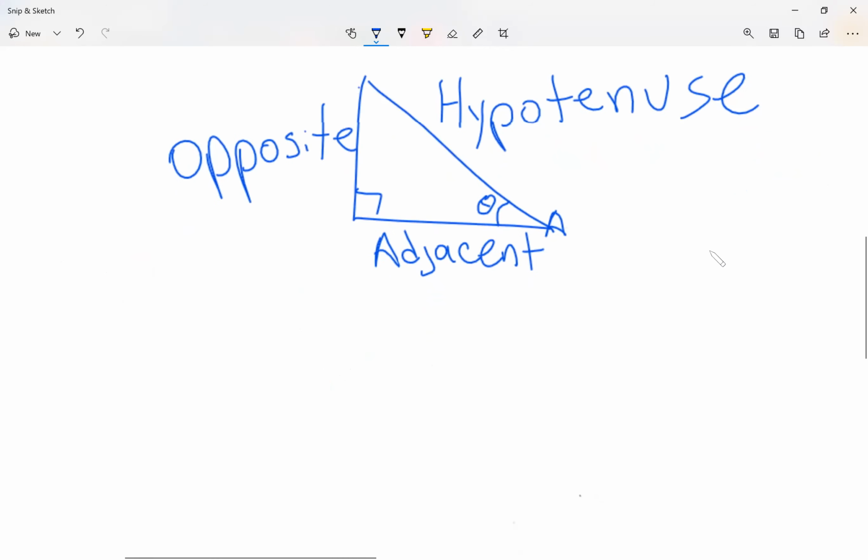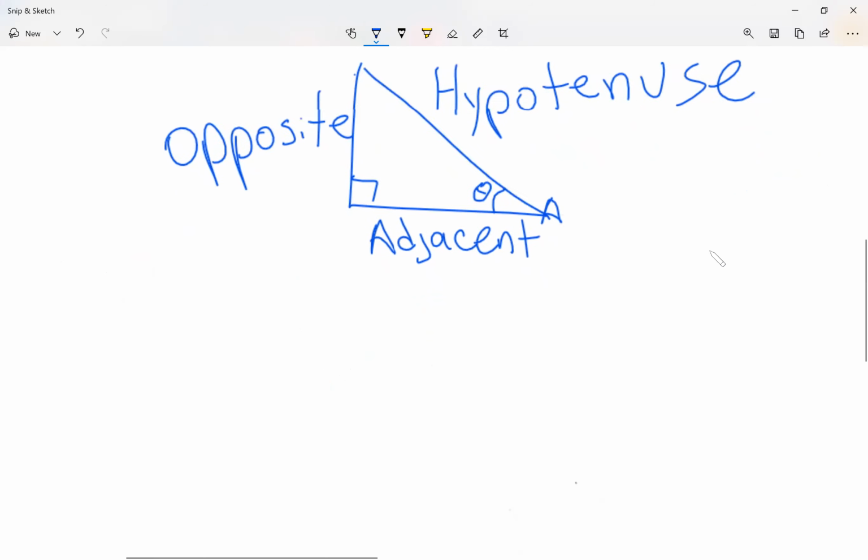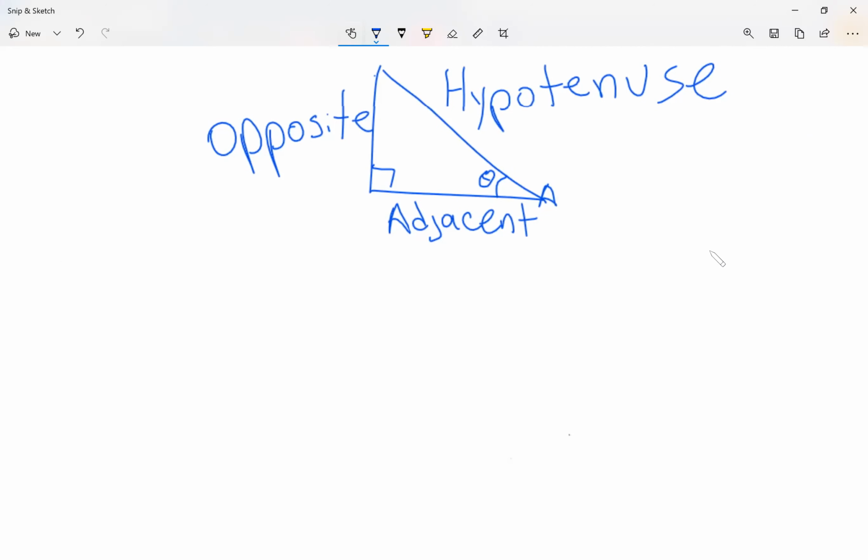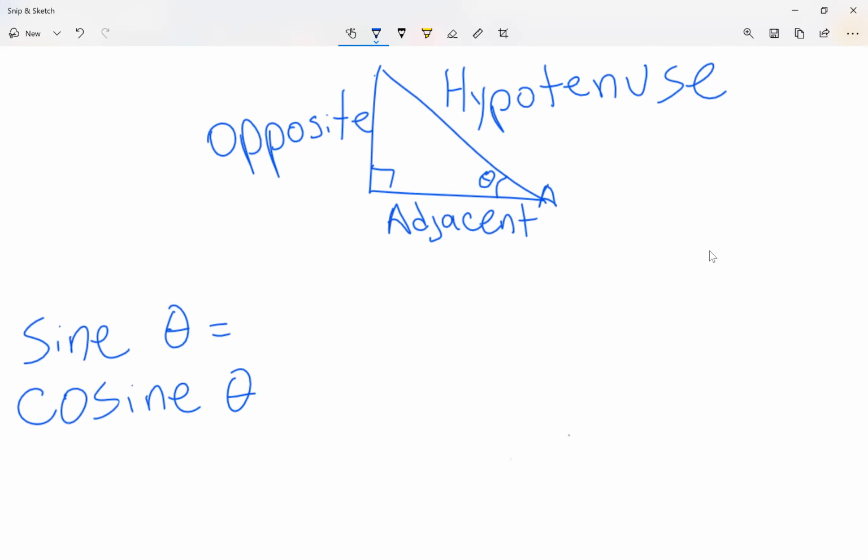Now there are going to be three ratios, and ratio is basically the fancy word for fraction. One of them we're going to call sine. Right now, let me call it sine of theta, so the sine of the angle. Another ratio we're going to use is cosine. And then the third ratio, we're going to call tangent. Like I said, we're going to be looking at three ratios, three fractions.